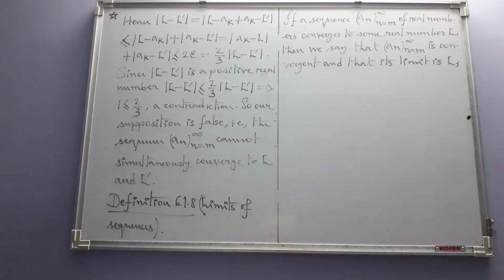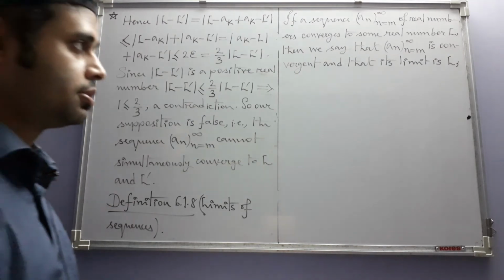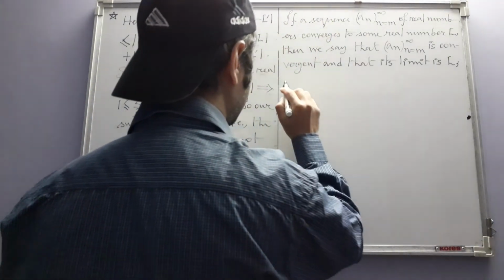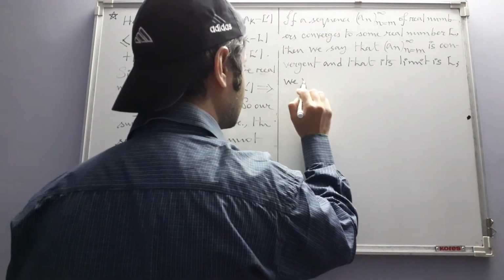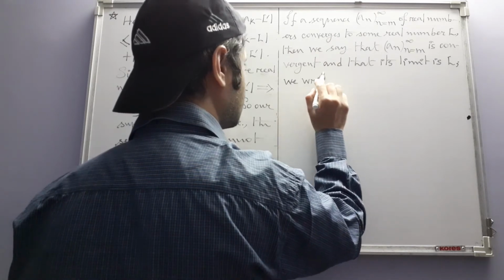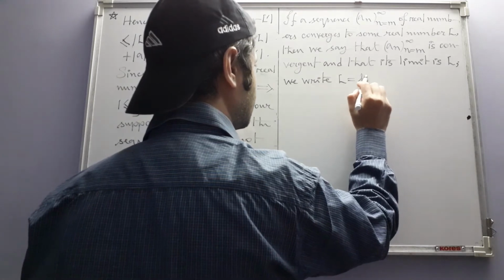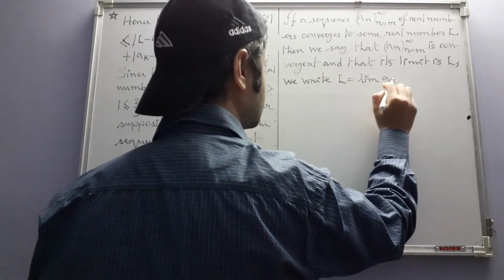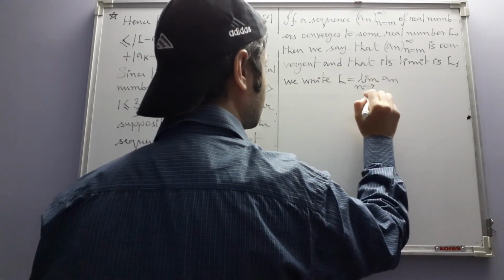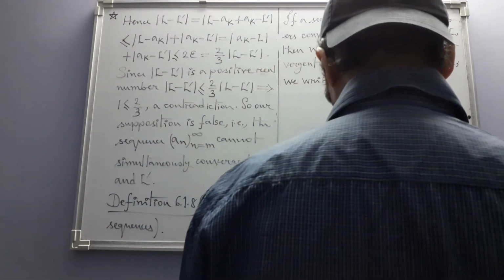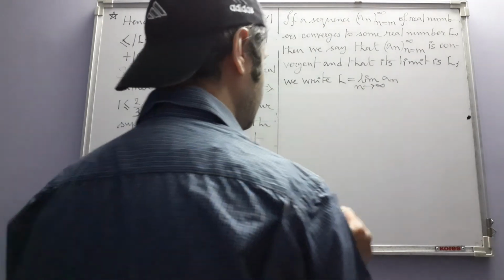And just like formal limits, we are now going to use a notation to denote this number L. We write L equal to this, to express this fact or to denote this fact.